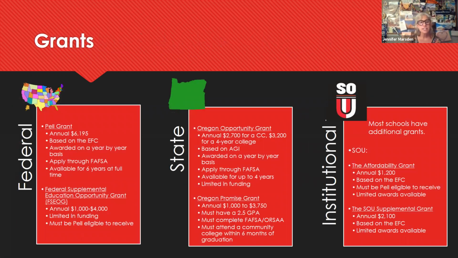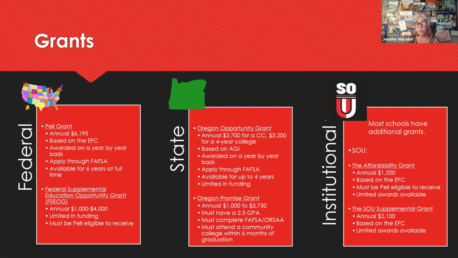So this is just a little summary of some of the grants, and I haven't updated it for this year. So federal, like we talked about on the left, the Pell Grant annual, last year it was $6,195. Like I told you, this year it's up to $6,495. You apply through the FAFSA. It's available for 6 years at full time.